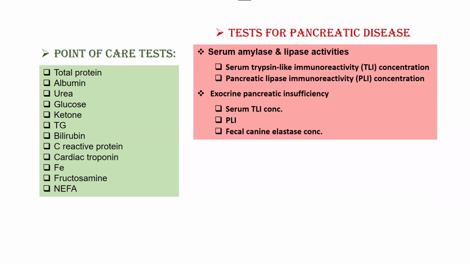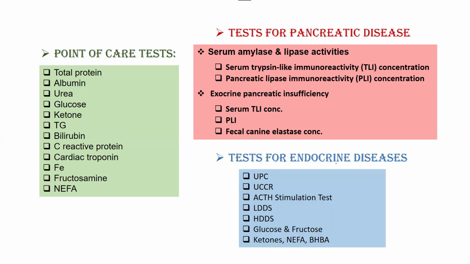Then we have another panel test for pancreatic diseases, in which serum amylase or lipase activities are detected, along with serum trypsin-like immunoreactive concentration, TLI concentration. Then we have PLI concentration, pancreatic lipase immunoreactivity. We will see these tests in detail when we get to the pancreatic panel test, but right now I'm just mentioning the names. Then we have the tests that detect EPI, exocrine pancreatic insufficiency, a very common disease in pet animals: serum TLI concentration, PLI or fecal canine elastase concentration. These tests can easily tell you whether the pancreas is functioning normally or not.